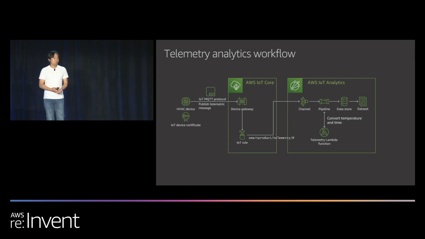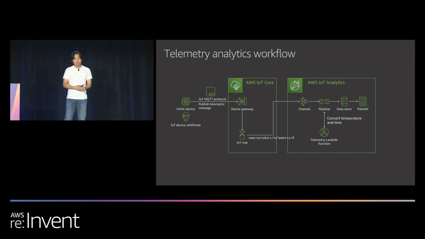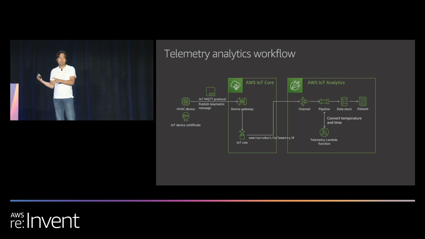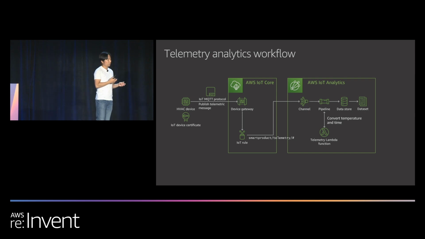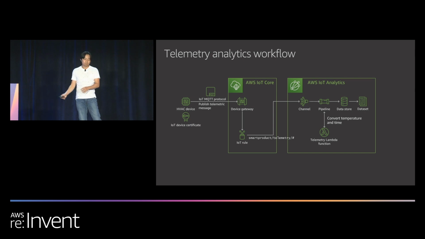So this is the workflow of telemetry analytics. Your devices are sending messages to AWS IoT Core. Once AWS IoT Core gets the topic, the IoT rule engine is going to send that message data to the AWS IoT Analytics channel. Once the channel gets the data, it will send the data to the pipeline.